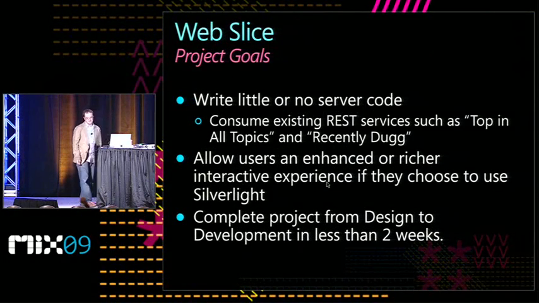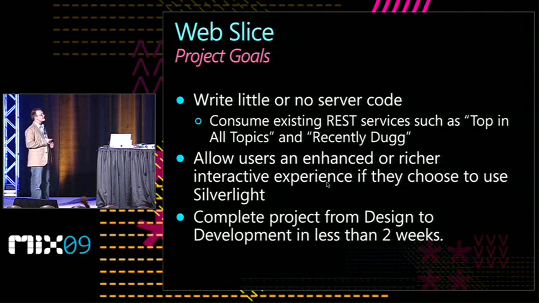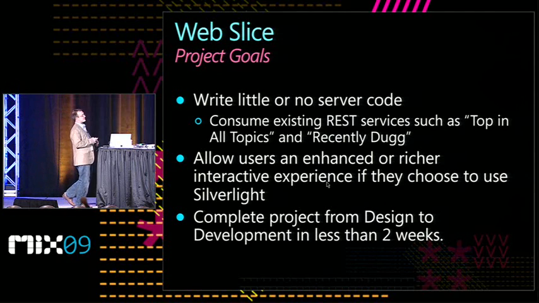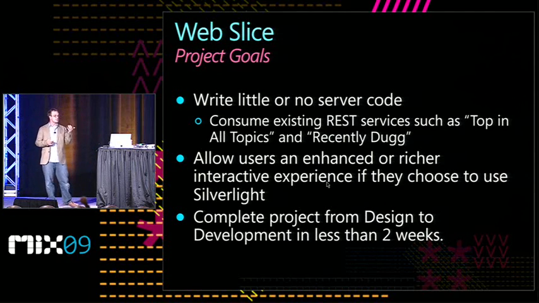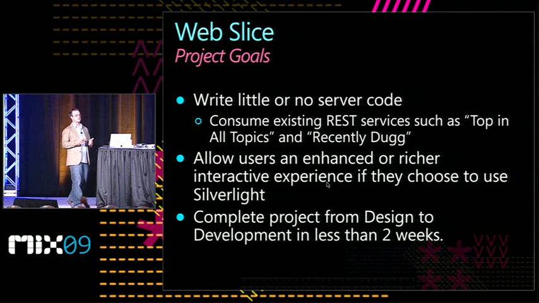So, web slice. The second component, or the third component, but the second that we built for Digg, was a web slice. In this example, we wanted a couple of very specific goals to keep at the top of our head. First, we didn't want Digg to have to write anything. We did not want Digg to have to change their services or create any additions to their API. We simply wanted them to provide no additional server code to be able to provide this functionality to a user.